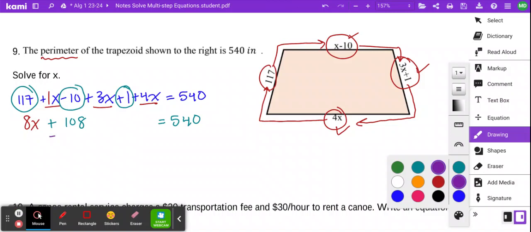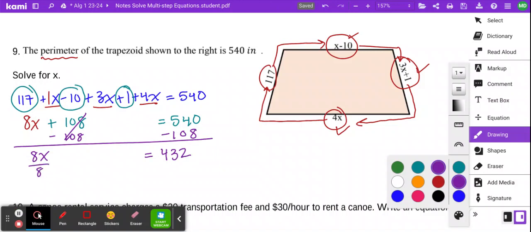And we finally have a 2-step equation. So let's subtract 108 from both sides. 540 minus our 108 is going to leave us with 432. And we can divide both sides by 8 to get x by itself. So x is equal to 54 inches here.